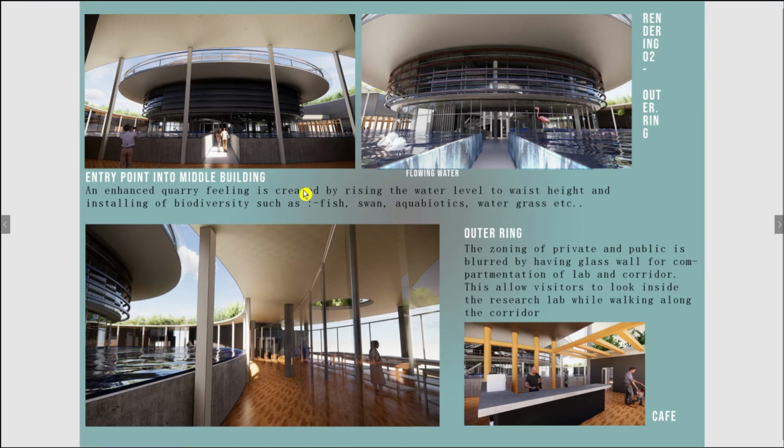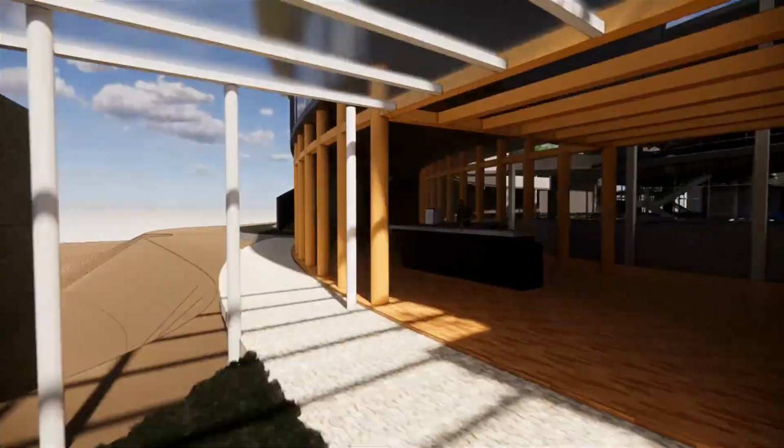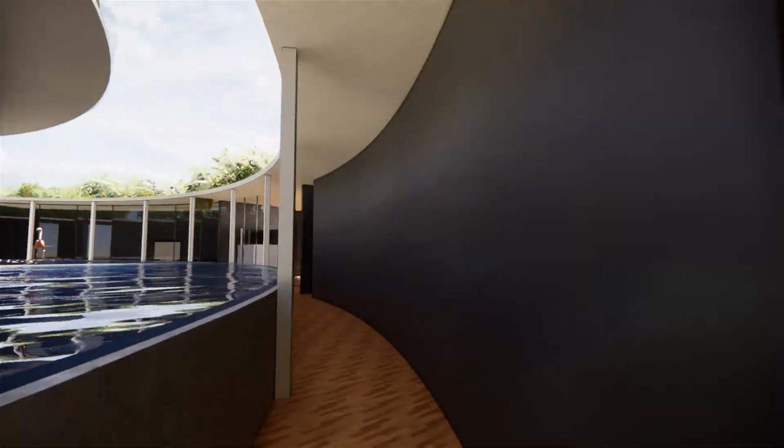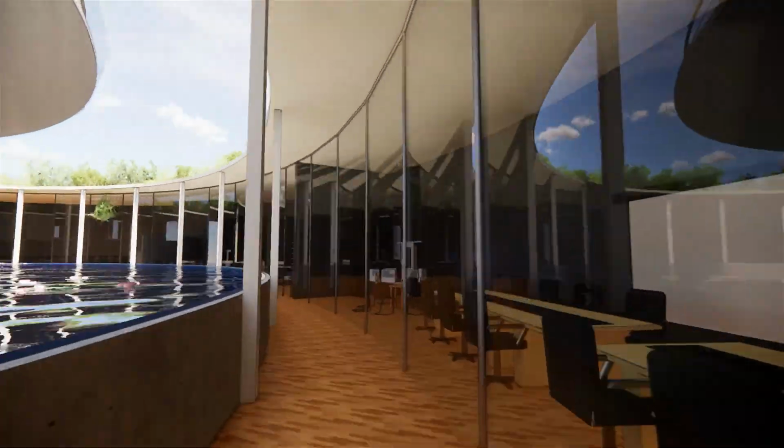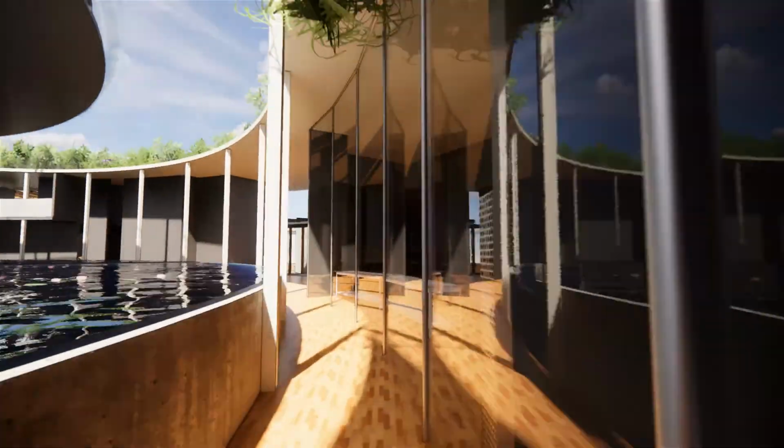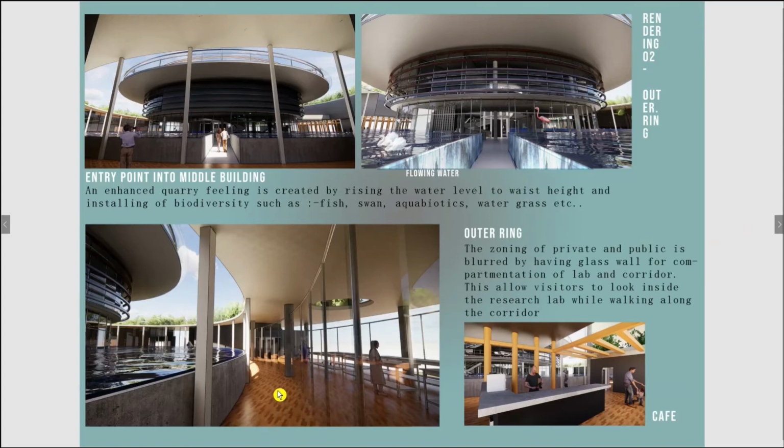So the enhanced quarry filling is created by rising the water level to waist height and installing of biodiversity such as fish, swans, and even grass, water grass, and etc. So as I mentioned, the zoning of private and public is blurred by having glass wall for compartmentation of lab and corridor. So this allows visitors to look inside the research lab while walking along the corridor.